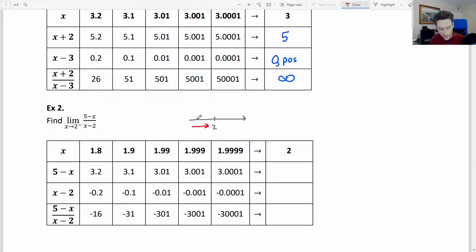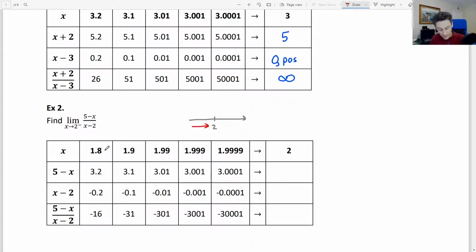So we're picking out values that are smaller than 2, like 1.8, 1.9, 1.99, 1.999. I think I said too many nines there. But the point is that these numbers are going to be getting closer and closer to 2 from the left. So these are just some sample x values. It doesn't have to be these values, just some sample x values getting closer to 2 from the left.